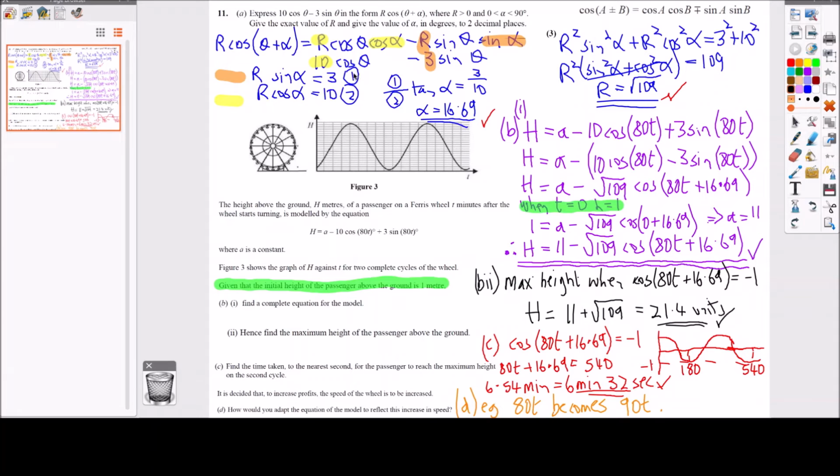If we do equation 1 divided by 2, we get tan alpha equaling 3 over 10. Inverse tan that, we can get alpha being 16.69 to 2 dps. And then going back to our 1 and 2, if we square both of them, we can say this squared plus this squared equals this squared plus this squared, which is this line of workings. Then factorize that, and of course sin squared alpha plus cos squared alpha equals 1. So we get R squared equaling 109, so R equals root 109.